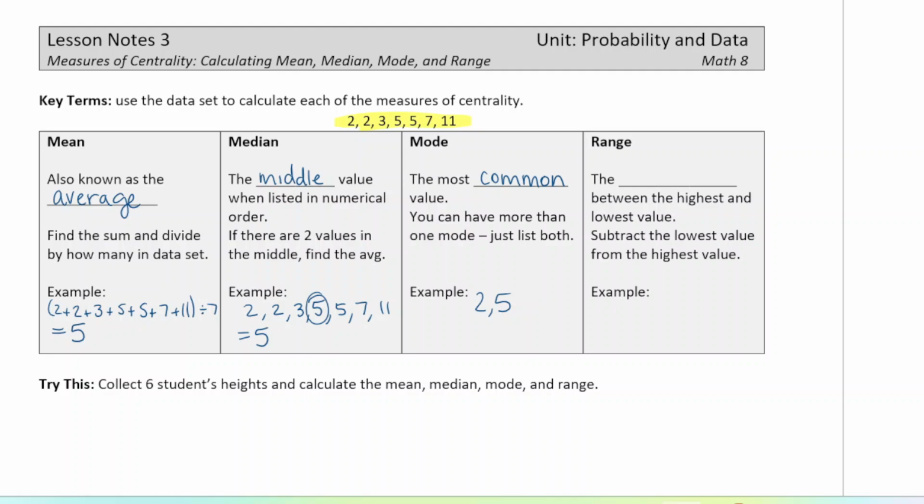And finally, the range is just the difference between the highest and the lowest value. So 11 minus 2, for example, in this data set, so the range would be 9. I'm just boxing in my answers here. Okay, so we're going to practice finding the mean, median, mode, and range for different data sets today.